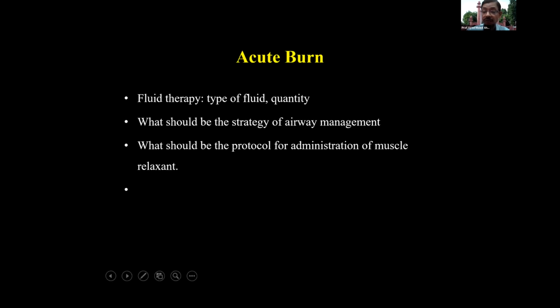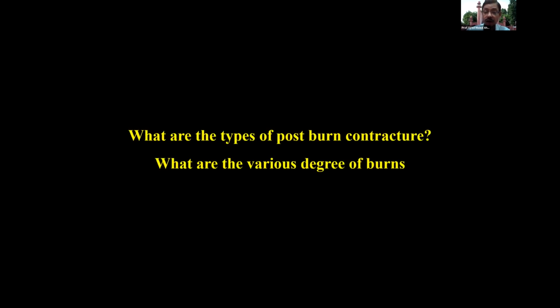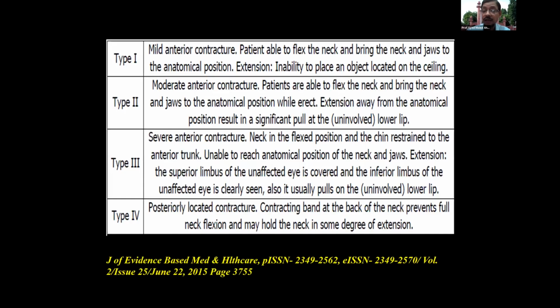What should be the protocol for administration of muscle relaxants? Because naturally, this is again a very common question asked by the examiners. So let's go to the basic case. What are the types of post-burn contracture? What are the various degrees of burn? Now, the types of post-burn contracture: you have type 1 where there is only anterior contracture. Type 2: now, this is primarily based on the neck, face, and chest contracture.